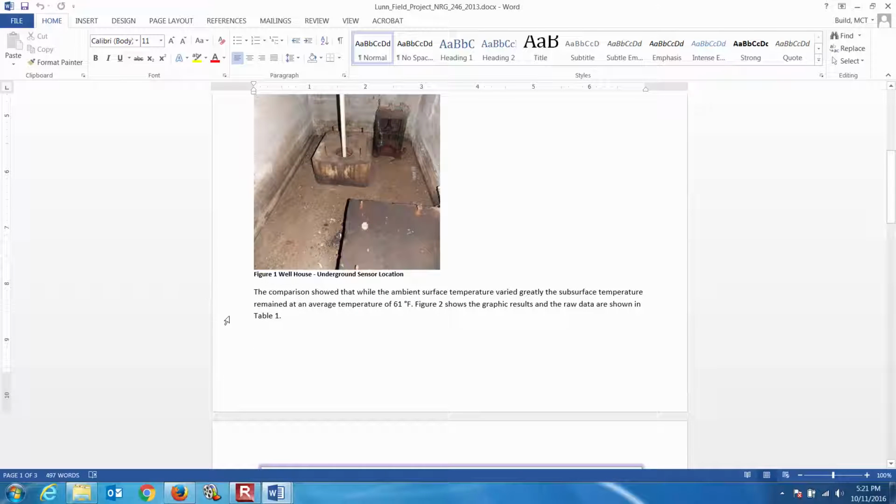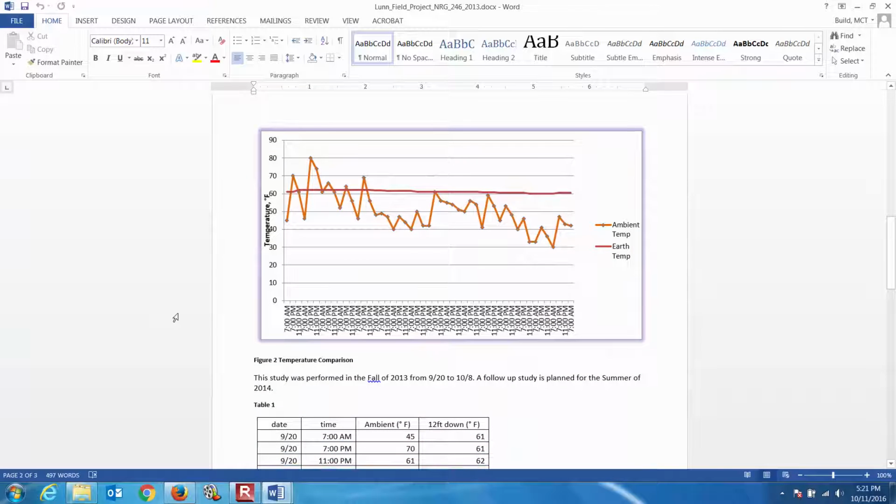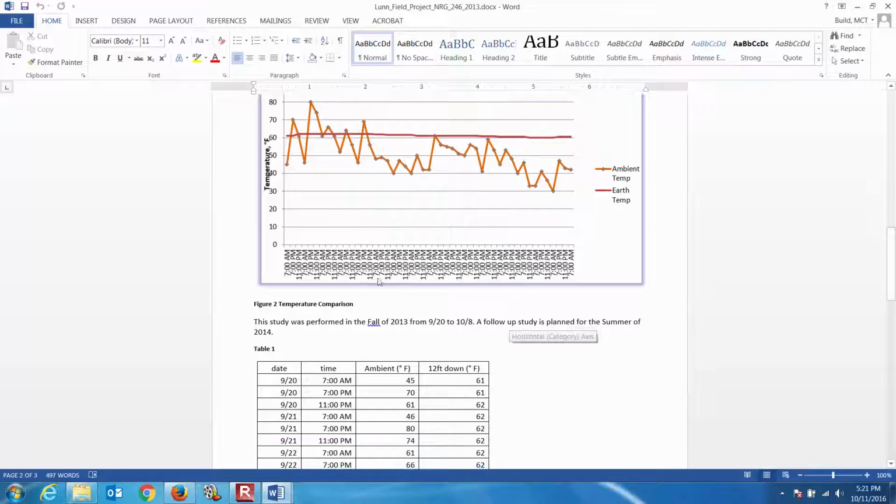The comparison showed that while the ambient surface temperature varied greatly, the subsurface temperature remained at an average temperature of 61 degrees, which is a little bit high. So maybe she has some geothermal resources there. Let's see. Here's what her graph turned into and what she submitted. You see the ambient temperature, daytime highs and lows, and then the median earth temperature in the red, earth temperature. And then the times of the recordings and the temperatures of those recordings.